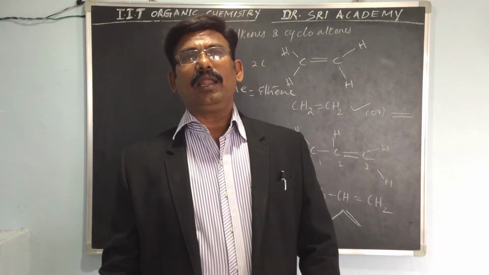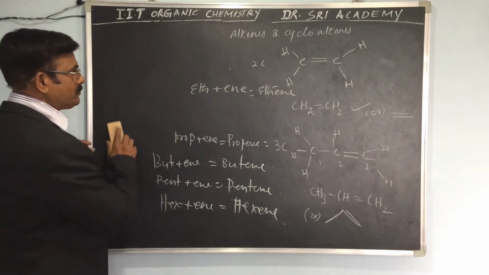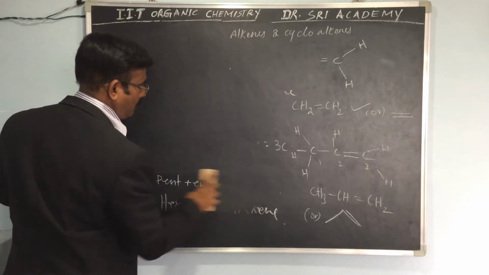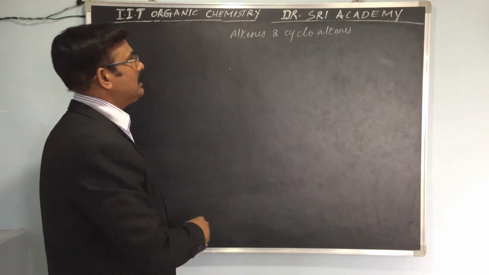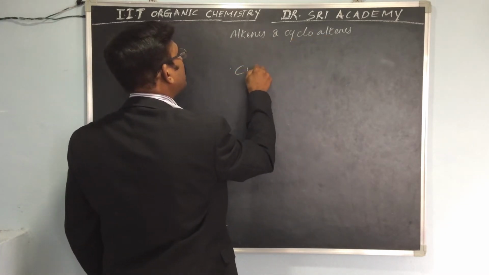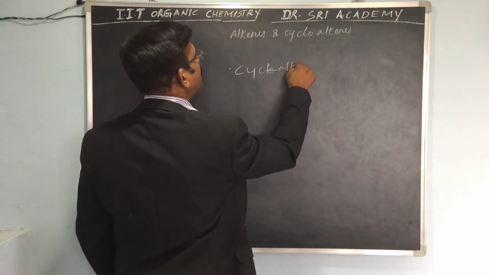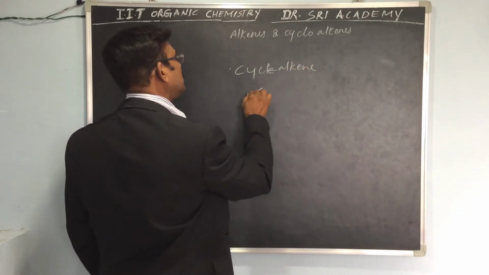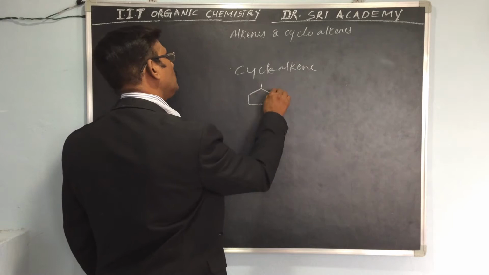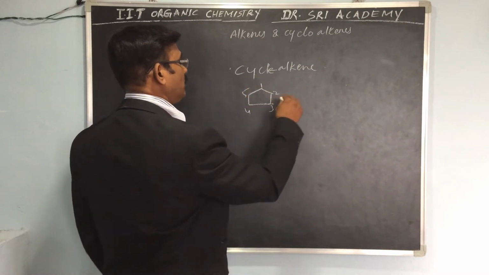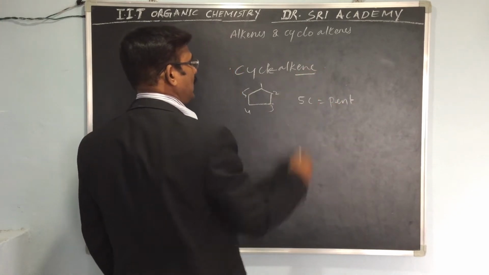But in the case of cycloalkenes, how can you write it? Please note down all these diagrams. Cyclo means cyclic compound. Cyclo plus alkene. So cyclo means this is a cycle. For example, this is a cycle. How many carbons are there? 1, 2, 3, 4, 5. Five carbons is called pent, so pentene.